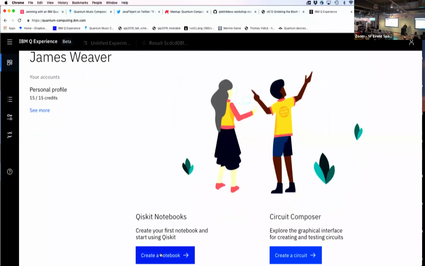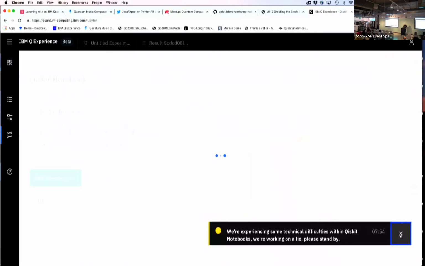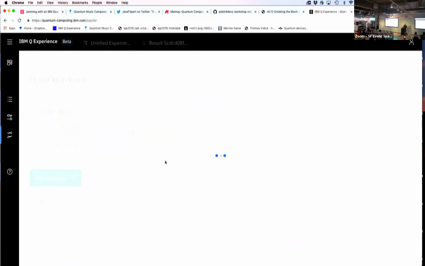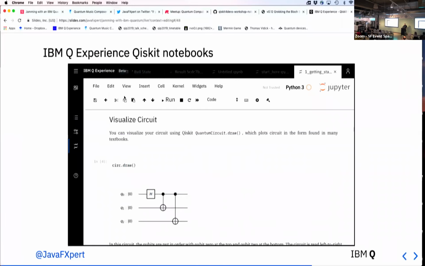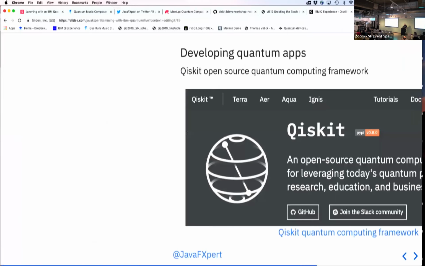Okay, so you can play with quantum circuits, and you can also play with quantum notebooks. So here I can create a notebook, or I can load one that's already there. Or I could just sit here and wait for this cursor. So we'll come back to that. Maybe I've got a network issue. We'll come back to that. So there's measurement results. I'm going to show you a notebook in a second.